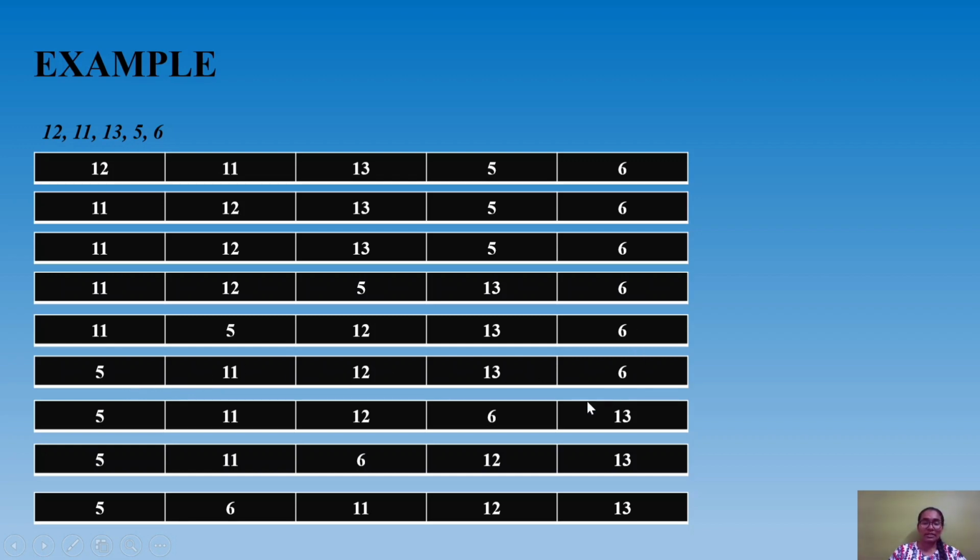In the same way, 6 is compared with each and every element, and then we get the sorted list, that is 5, 6, 11, 12 and 13.